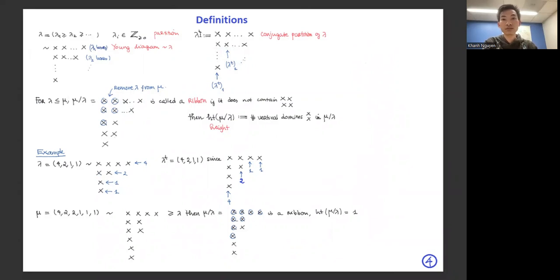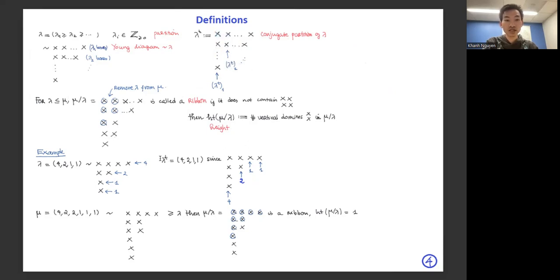Now, the conjugate partition of lambda, I denote here by lambda t. It can be obtained from the Young diagram of lambda by reading the Young diagram of lambda in columns. So if you read the number of boxes in the first column of lambda, you obtain the first component of lambda t. And if you read the number of boxes in the second column of lambda, you obtain the second component of lambda t, and so on.